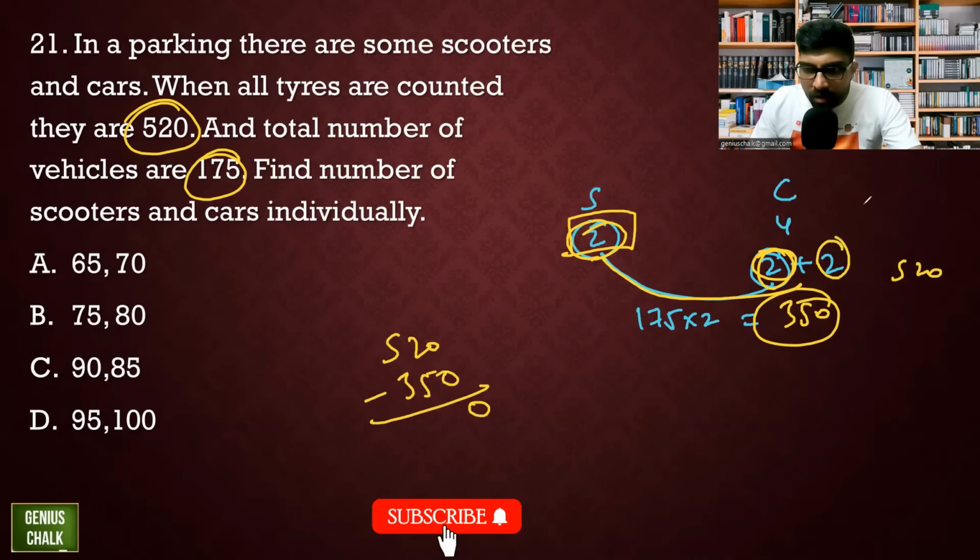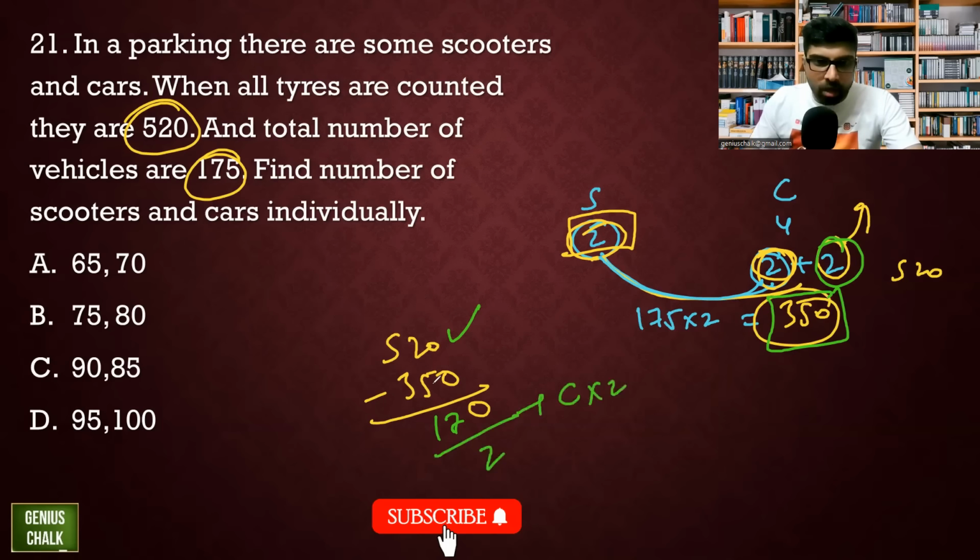Because of the car's 2 extra tires. Are you getting my point? See, if both have 2 tires, the total number of tires must have been 350. But they are not 350, they are 520. So why are they extra? Because there are 2 tires for cars also present which are extra. So how many are they? They are 170. So 170 extra tires are present and every car has 2 extra tires.